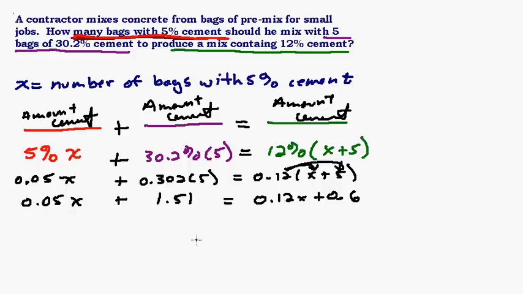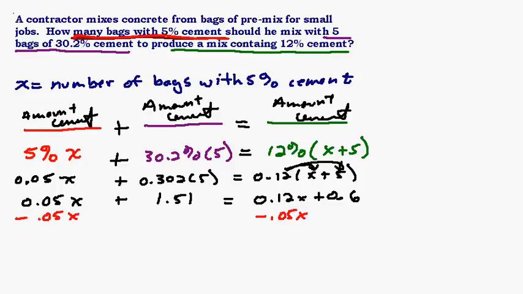Something you can do if you don't like decimals. I mean, if you have a calculator, it's not a bad thing, but if you want to get rid of all your decimals, you could multiply everything here by 100, everything, and then you'd get 5x plus 151 equals 12x plus 60, and you wouldn't have to deal with the decimals anymore. But I don't know, I don't think they're that bad. Let's just be brave and deal with the decimals.